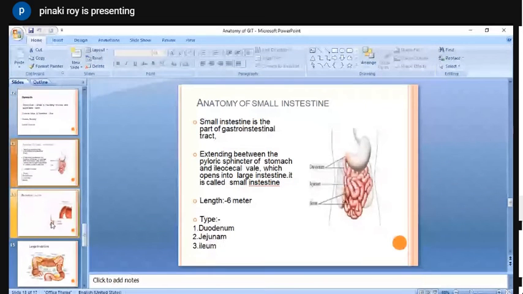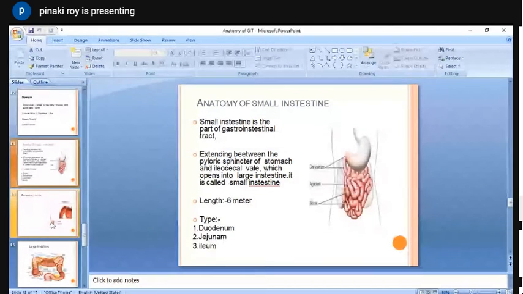Next is the other part, that is the jejunum, after the duodenum. This jejunum and ileum, the total small gut, has a length of roughly 6 meters. Jejunum contributes 40% and ileum contributes 60% of the small gut. And jejunum is mostly at the upper quadrant of the abdomen, upper end and towards the left, and ileum is mostly at the right and towards the pelvis.